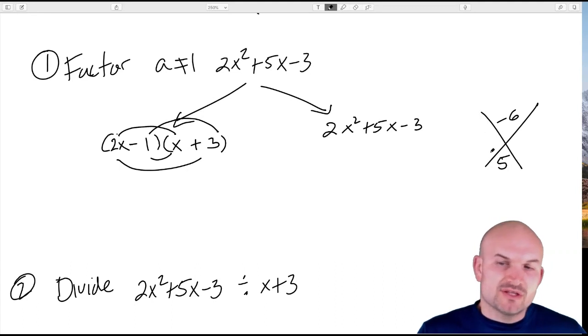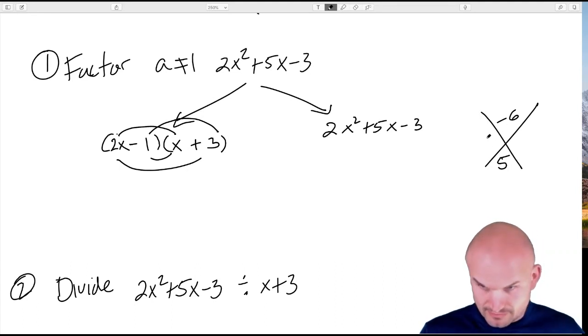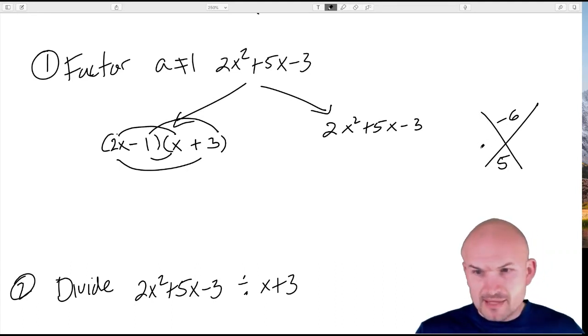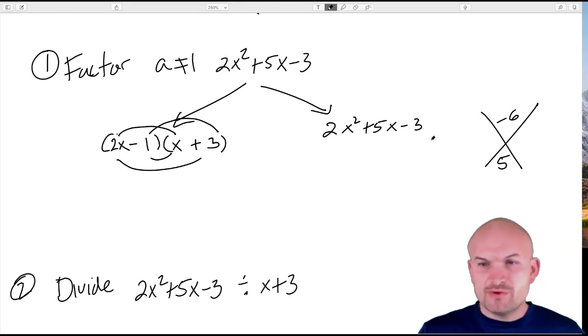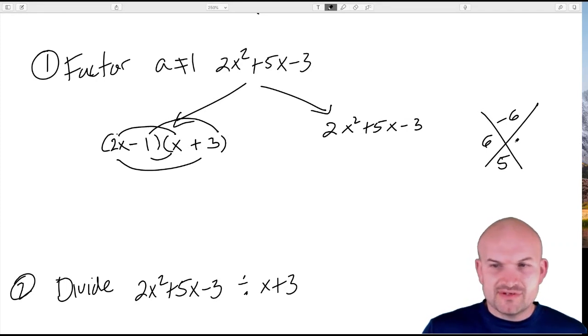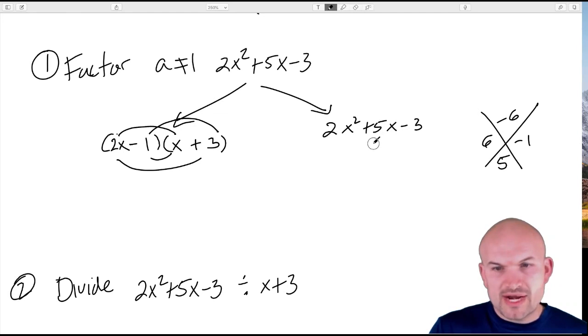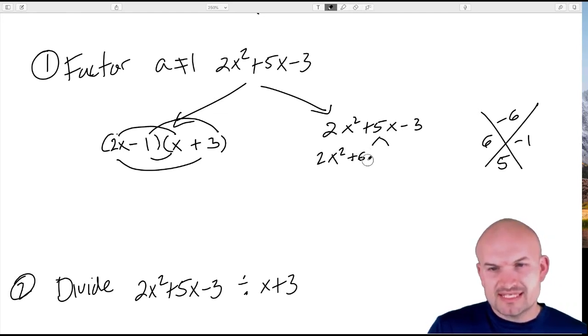Now what we're doing is looking for what two numbers multiply to give you a -6, but then add to give you a +5? Well, in this case, you can see a +6 and a -1, right? 6 times -1 is -6. 6 plus -1 is 5. So now I'm going to break up the 5x into a 2x squared plus 6x minus x minus 3.